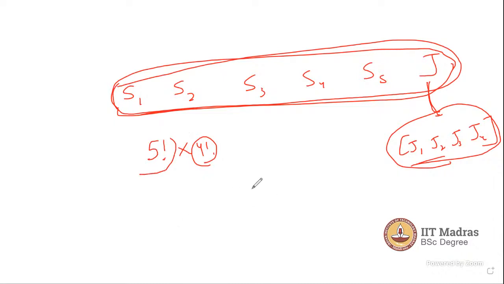See, when I'm arranging it in the circular manner, I am considering all the cases: S1 here, J here, S2 here, or S3 here, S4 here, J here. Got it, sir. But how can we be sure that J in between S2 and S3 will not coincide with the S5 and S2?